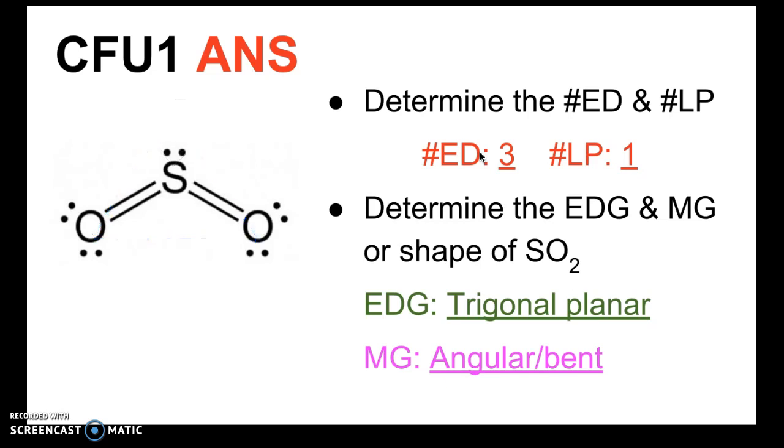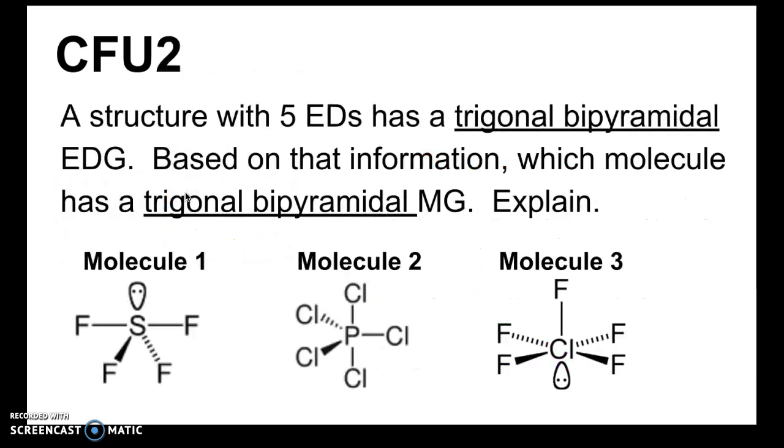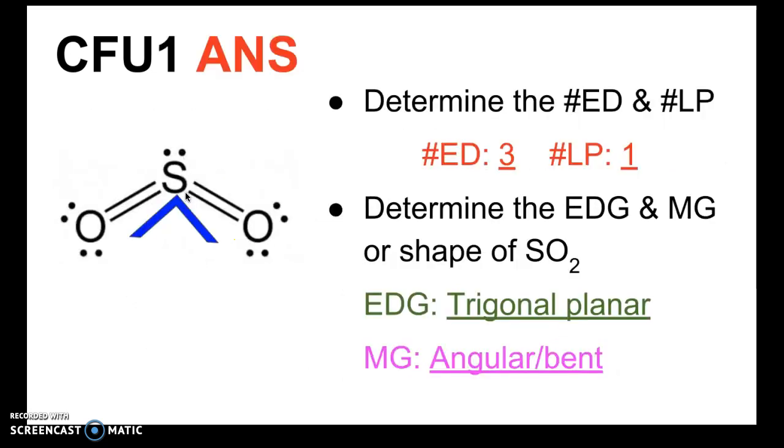Now for the molecular geometry, I'm going to ignore the lone pairs, and if I just trace out the molecule through the bonds here, I see I get this angular or bent shape. And so the molecular geometry is angular or bent.